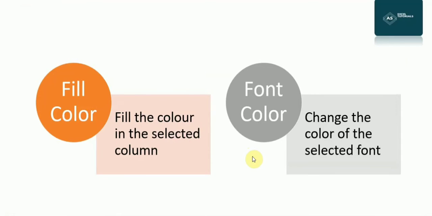The last two icons of this section are fill color and font color. Now what is fill color? Fill color fills the color in the selected cells. We'll see this. And what is font color? It changes the color of the selected font. Now we'll understand this with an example.